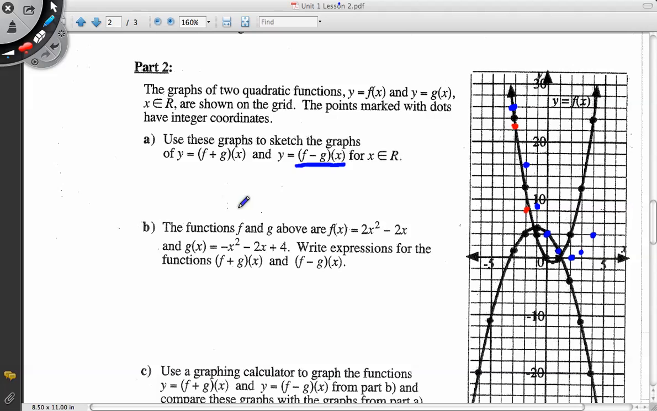Switching back to blue, the functions f and g above are actually given by this and this here. So write expressions for f plus g. So you have to add these two equations together or subtract them in this case here. So we've done that in part 1 above. This is part 2. And so I'll let you do that. And I'm just going to pause so I can scroll down.